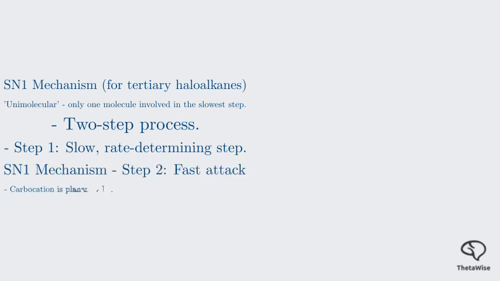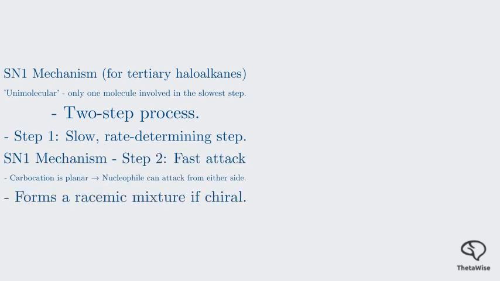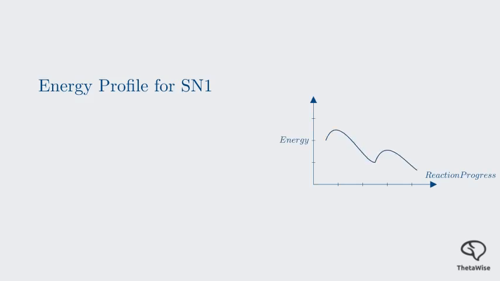In the second step, the nucleophile, OH-, attacks the carbocation. Since the carbocation is planar, the nucleophile can attack from either side with equal probability. This leads to the formation of a racemic mixture of products if the carbocation carbon is chiral. This step is very fast because the nucleophile is attracted to a full positive charge. The energy profile for an SN1 reaction has two peaks representing the two transition states and a dip in the middle representing the carbocation intermediate. The first peak, corresponding to the formation of the carbocation, is higher. It represents the slowest step.